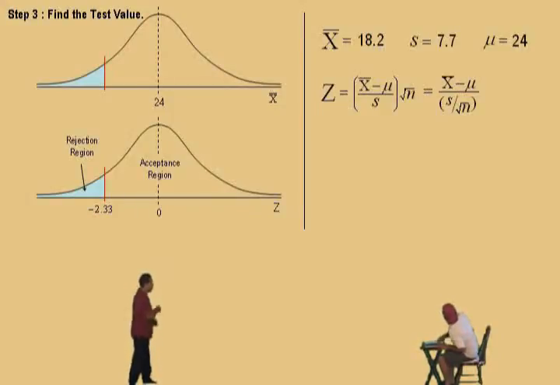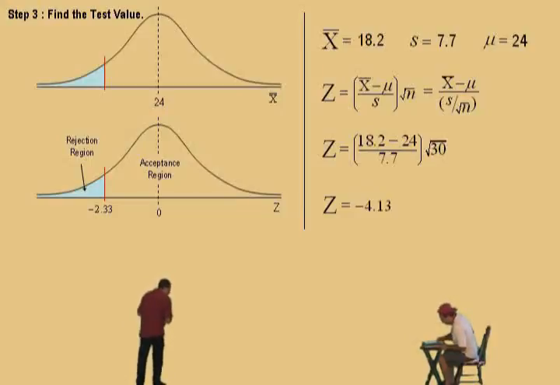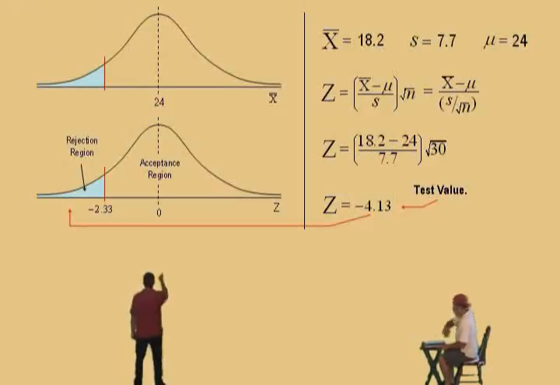We're going to use one of these formulas. I'll use the first one. Plug in our values: x bar 18.2, our mu, population mean, 24, sample standard deviation 7.7, and multiply by the square root of 30. We get z equals negative 4.13, and that is our z-test value. Now notice here, our z-test value is falling to the left of our critical value, which means it's falling in the tail, which means it's falling in the rejection region. That means our decision should be to reject H0, of course.